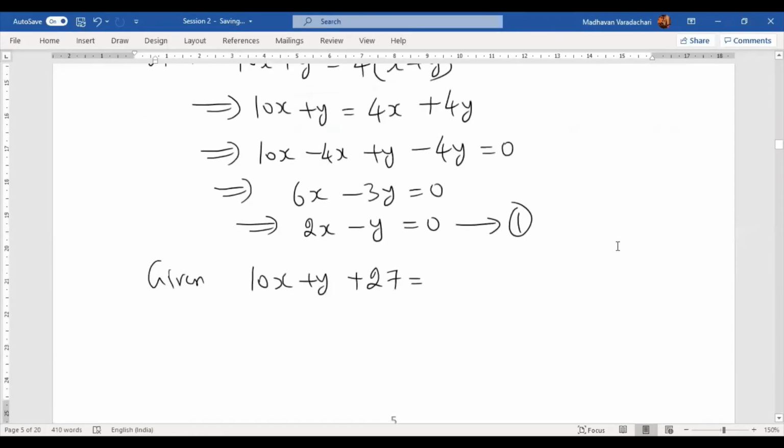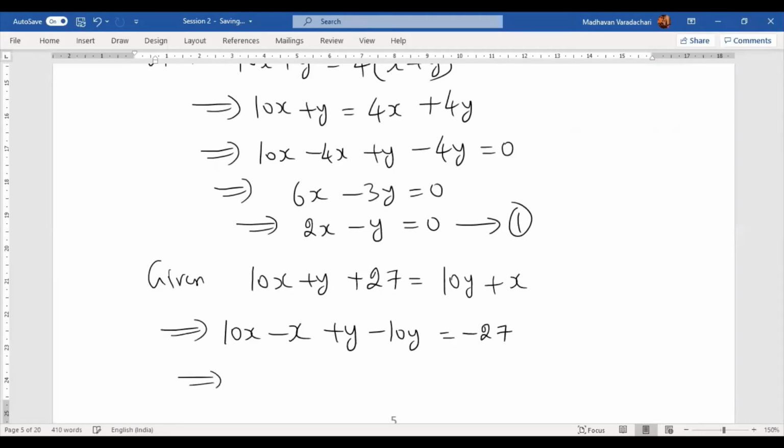The digits are reversed. It becomes 10y plus x. Means 10x, bring this positive x to the left side, it becomes negative x plus y. Take this 10y to the left side, minus 10y. Bring this 27 to the right side, it becomes negative 27. Means 9x minus 9y equal to minus 27. Or I can divide both sides by 9 to get x minus y equal to minus 3.